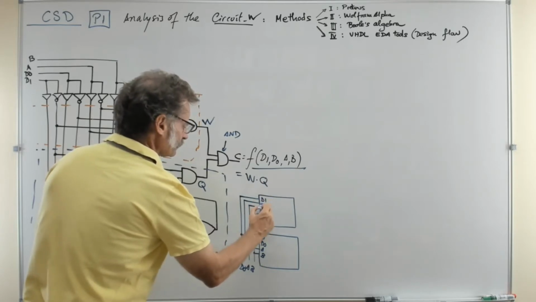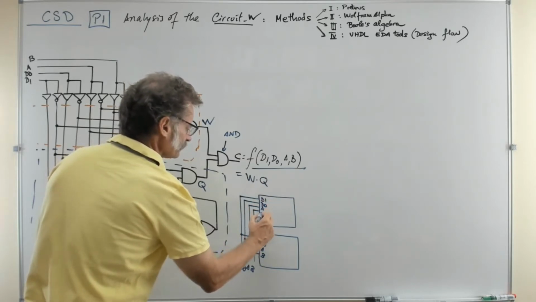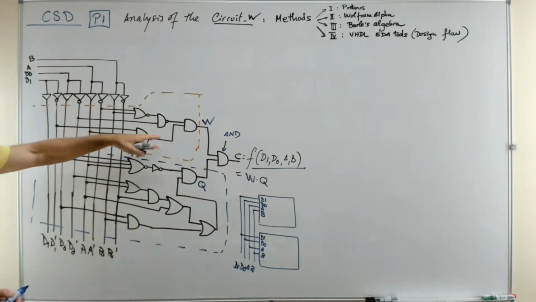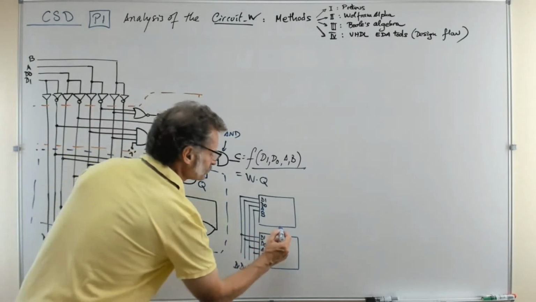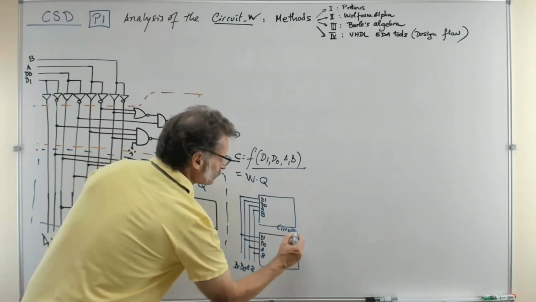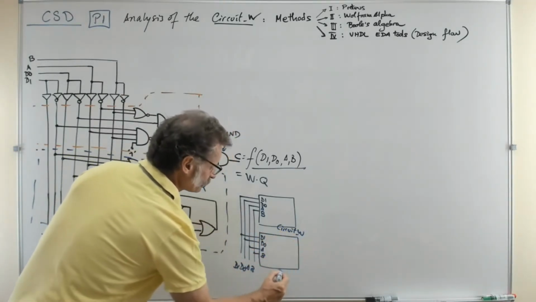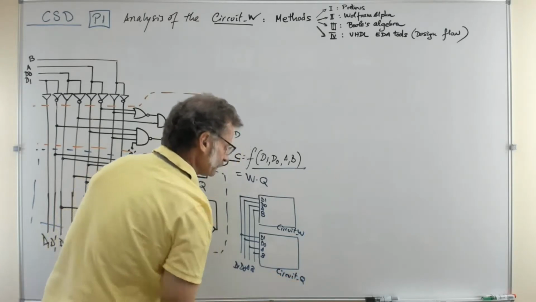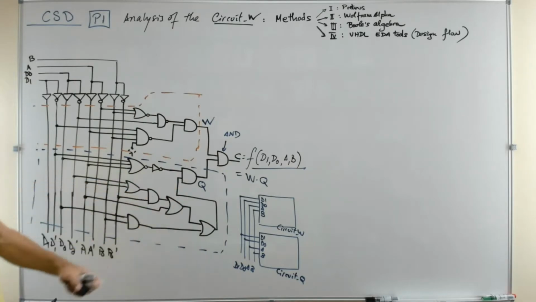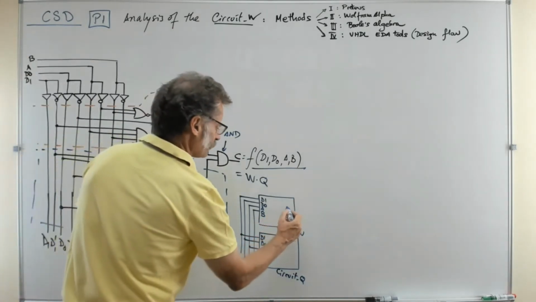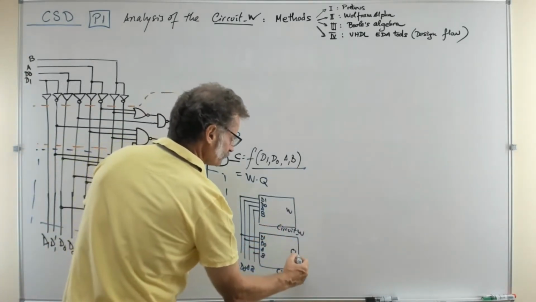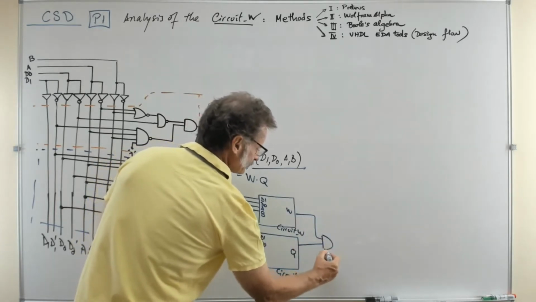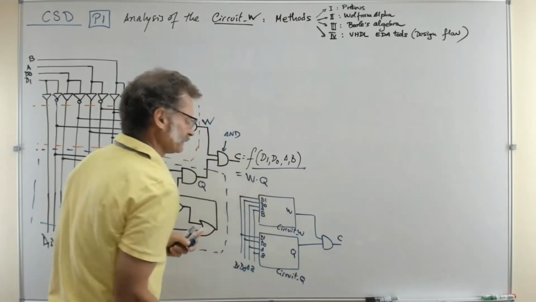So D1, D0, A and B, and then the first section you can call circuit W and the other one circuit Q. Why not, right? So the output W and the output Q go together with an extra gate, and this is the final C.